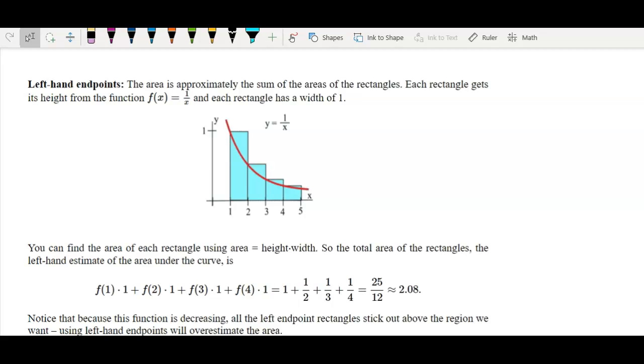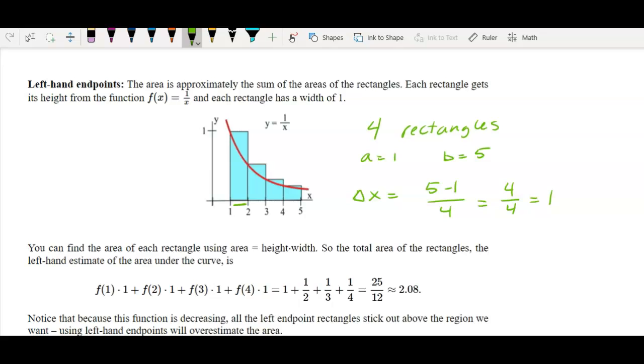So this is an example of a left-hand approximation using left-hand endpoints. Here we have 4 subintervals, so we have 4 rectangles. a is equal to 1, b is equal to 5. So the width is equal to 5 minus 1 divided by 4, which is 1. So the width of each rectangle is 1, and the height is different.